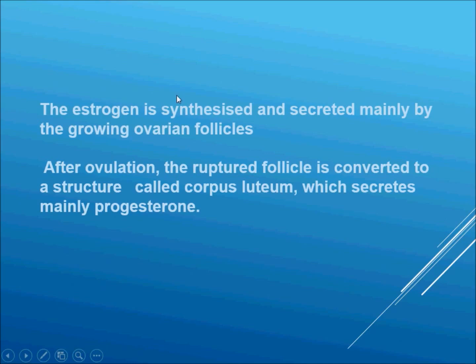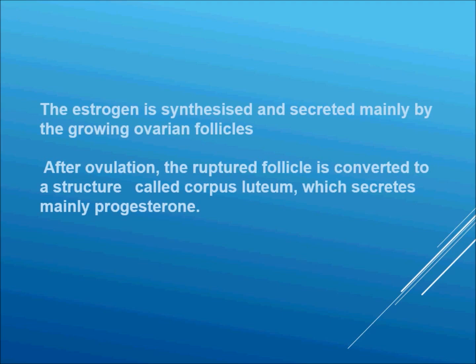Estrogen is synthesized and secreted mainly by the growing ovarian follicles. Estrogen stimulates and regulates the development, maturation and function of parts of the female reproductive system such as ovaries, fallopian tubes, uterus and vagina. It helps develop feminine secondary sexual characters during puberty, such as high-pitched voice, development of breasts, broadening of pelvis, and deposition of subcutaneous fat. So this is all regulated by the estrogen hormone.